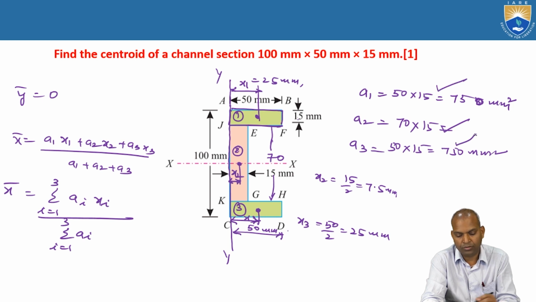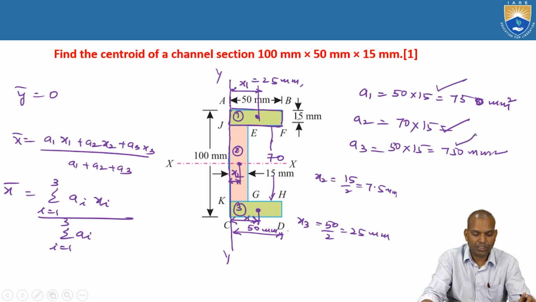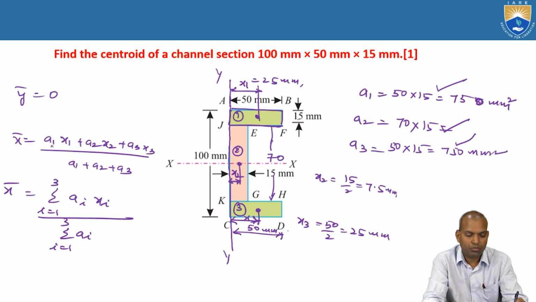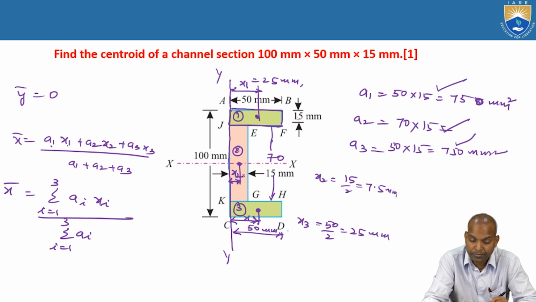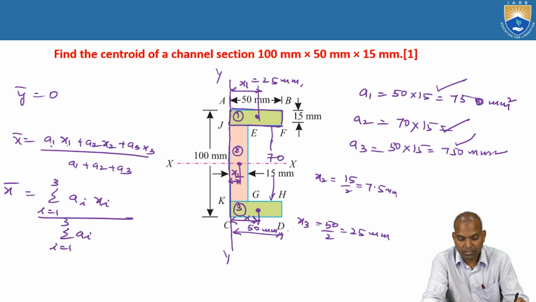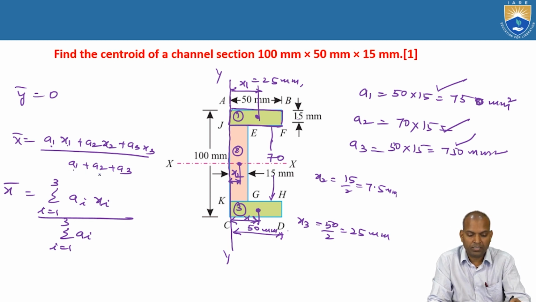After knowing these values, substitute in the expression, bar x equals A1 x1. A1 equals 750, x1 is the known value 25 millimeters. A2 is 70 times 15, x2 equals 7.5 millimeters. A3 equals 750 square millimeters, and x3 equals again 25 millimeters. Substitute all these values in the place of A1, A2, A3, and x1, x2, x3. We get the bar x distance.